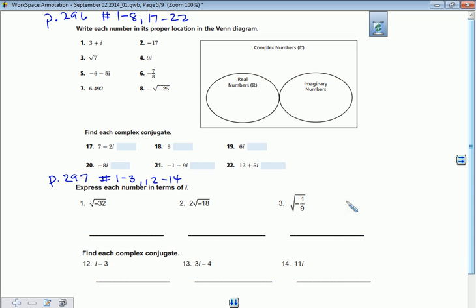Okay, on this first group, it falls under real numbers, imaginary numbers, or complex. If we were thinking of this as a set, the complex would be the universal, right? Everything falls in the complex. So we just do that. It's going to go somewhere within that box.